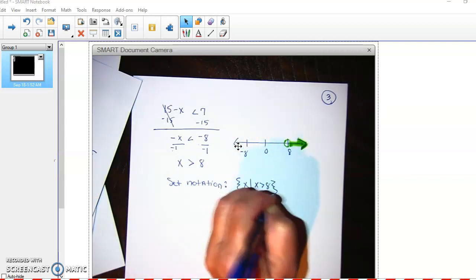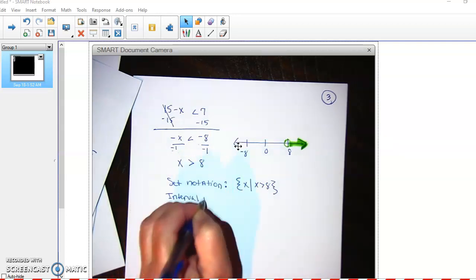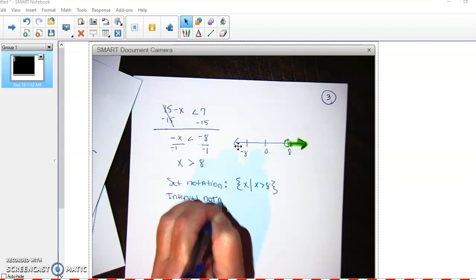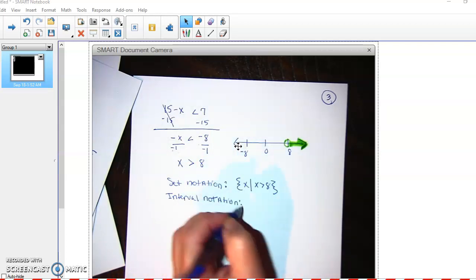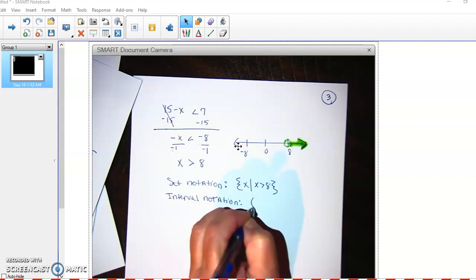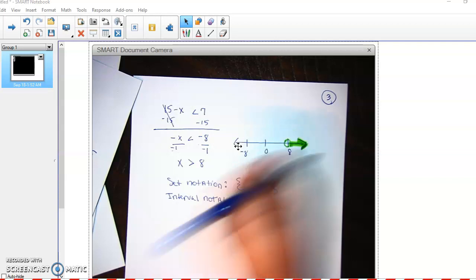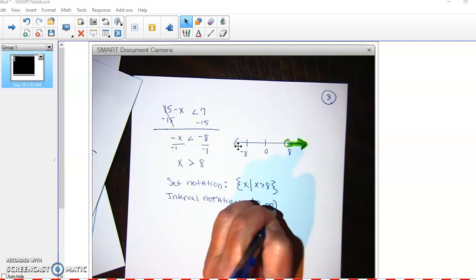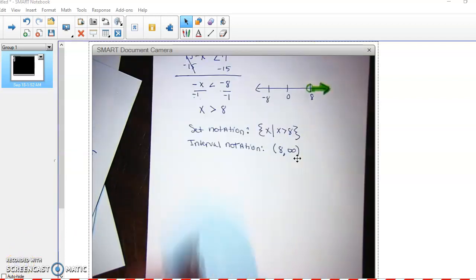And now we're going to do the interval notation. So we're going to look at our graph. It starts at 8. It's not a closed circle, so we're going to use parentheses. And then it goes to infinity, positive infinity, and we only use the parentheses for the infinity. Okay, let's do another one.